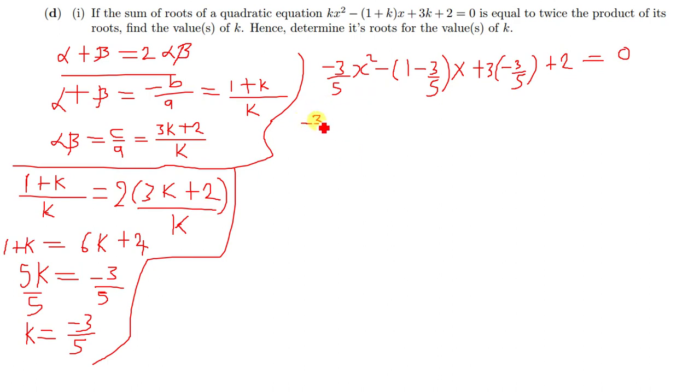But if you want to simplify this properly, we can first multiply the whole equation by 5, so that we get rid of the denominators, we get rid of the fractions. So we multiply all the equation by 5.